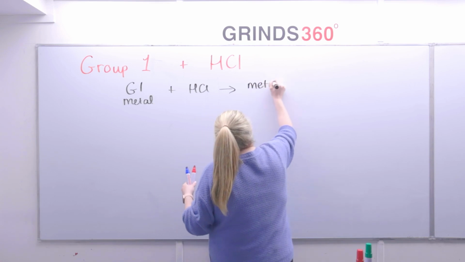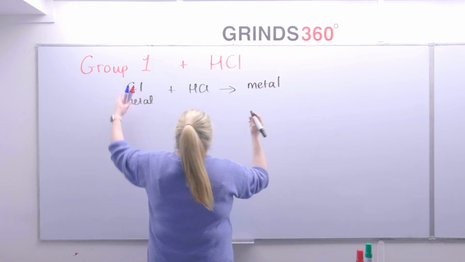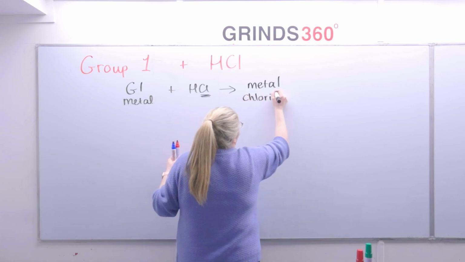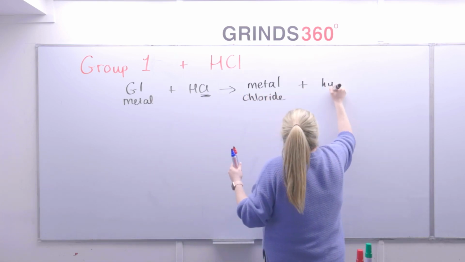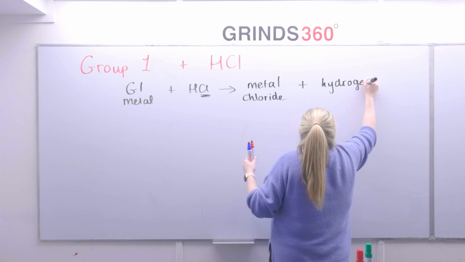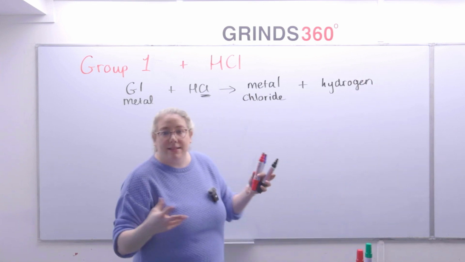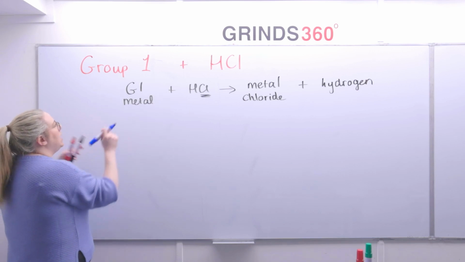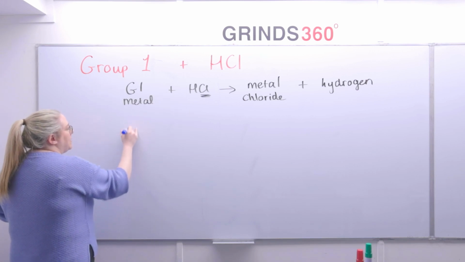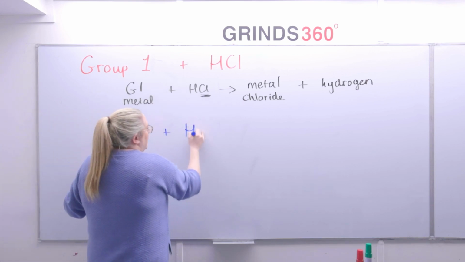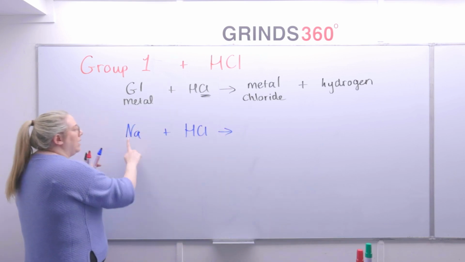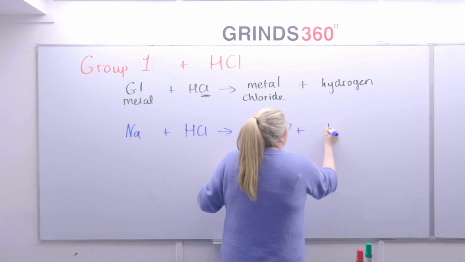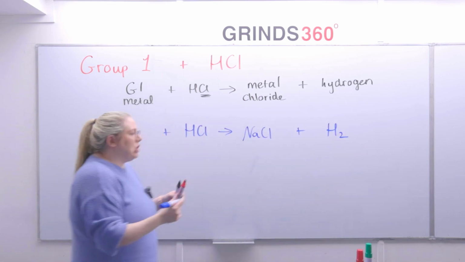So we will form a salt, which is the metal from group 1, combining with the chloride from the hydrochloric acid. So we have a metal chloride plus hydrogen. Now again, hydrogen gas, it's a gas. So when it's being produced, you'll see fizzing or bubbling. Now for this, my group 1 metal, if I start with sodium, react it with HCl, we form the metal chloride, which is sodium chloride, NaCl, and hydrogen gas has the formula H2.